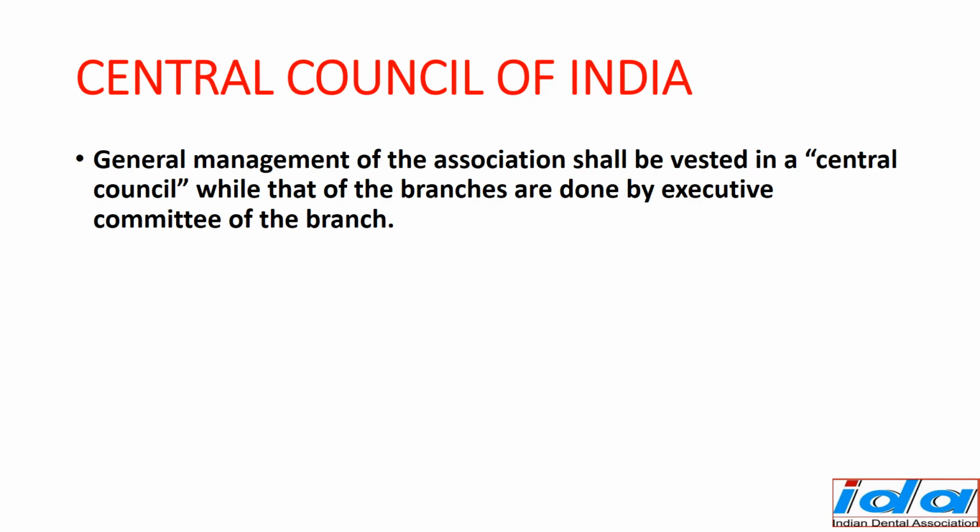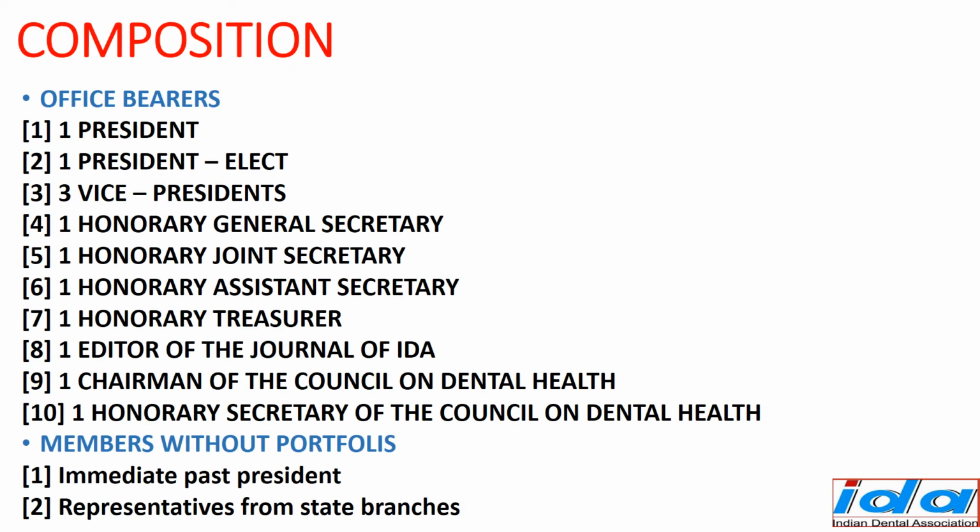Now, what is the Central Council of India? The Central Council of India helps in the management of the association. So what is the composition of the Central Council of India? Again, you have the same office bearers as we have seen for the IDA, but over here you have the members without portfolio. That means, along with the office bearers in the Central Council, you have the immediate past president. The next one is the representatives from the state branches. So these are the various components of your Central Council of India.